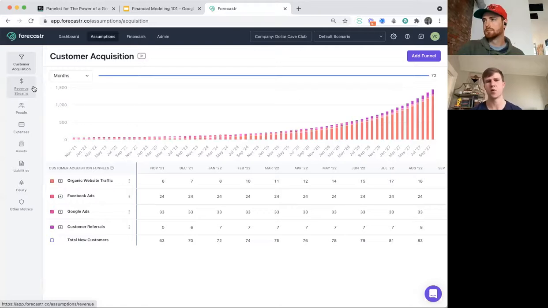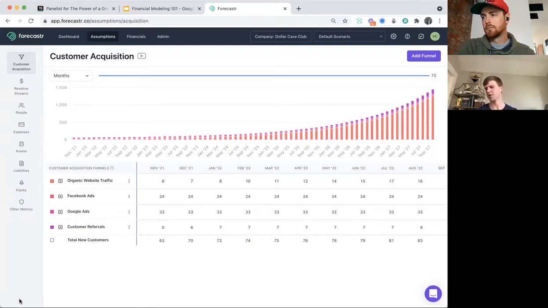So I'm going to do a really quick orientation on what's going on here. Then we're going to try to run through a couple of scenarios just to understand where we should be focusing on the business and things that we should be looking into. So if you're looking at my screen, I'm going to go down this left-hand column to show the different relevant sections. I'm looking at customer acquisition right now.